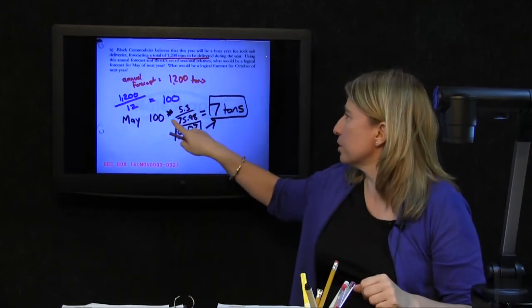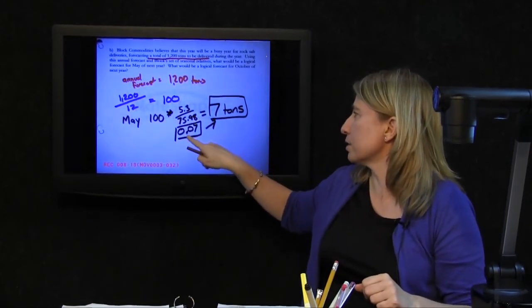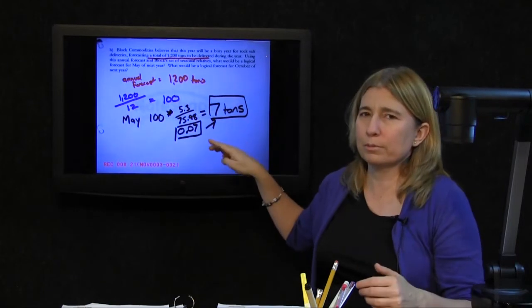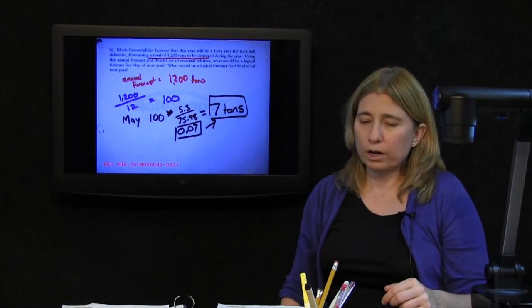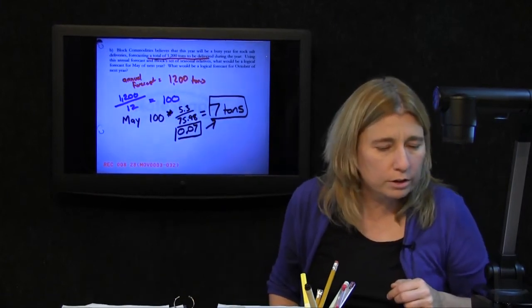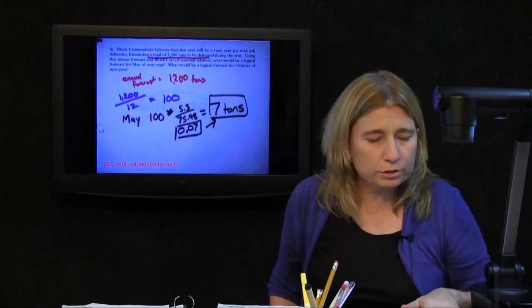All right, so what I just did here is I calculated the seasonal relative and rounded it off to 2 decimal places. That's basically from the 100 going to yield you 7 tons. Now, they ask about another month here. What would be the logical forecast for October?